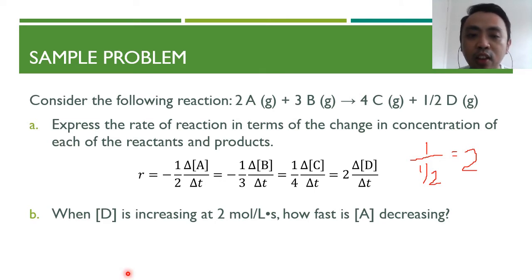So that is the rate of reaction in terms of the change in concentration of the reactants A and B and the products C and D. Now we are free to answer letter B. So let us now find how fast the concentration of A decreases if D is increasing in concentration at 2 mole per liter second.